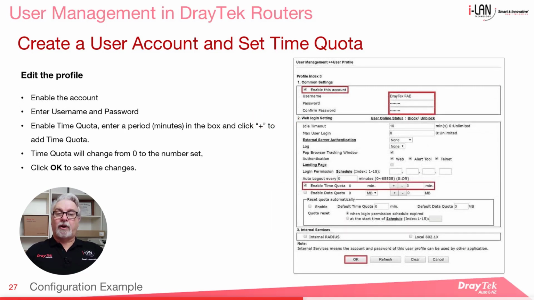Now we edit the profile. First, enable a profile by ticking on Enable this account. Enter a username and password. Select Enable Time Quota and enter the number of minutes in the box. We've gone with 3 minutes here so we can test. Then click on plus. You should see the time quota change. Keep in mind, if you keep clicking on plus, it will increase the time quota by the same amount you entered. Then click OK down the bottom to save the settings.